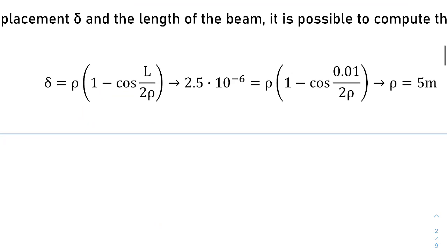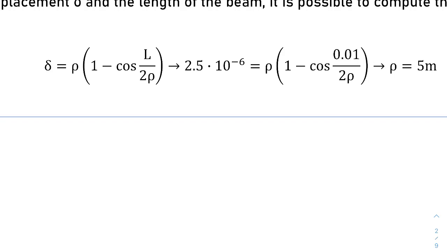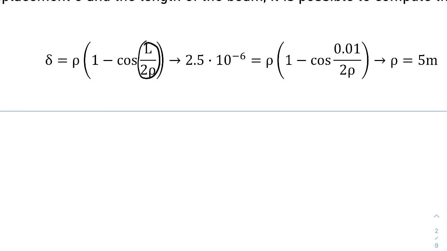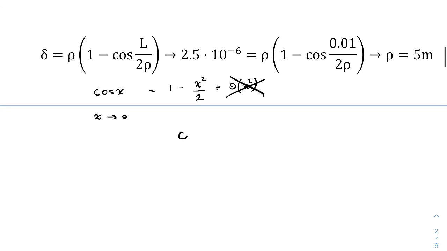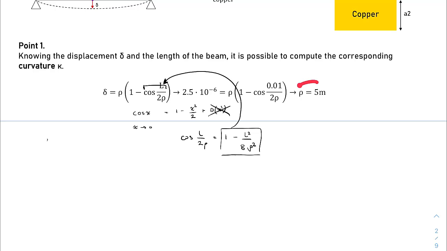this expression. And so you can substitute the value given by the text in this expression and compute the corresponding value of ρ. Please note that this is not an explicit equation, and so you cannot find an expression of the type ρ is equal to something. You have to solve with some solver. But in any case, since this argument is very small, mathematics help us because we know that cosine of x when x is tending to 0 is equal to 1 minus x squared over 2 plus some smaller terms. If we neglect them, we can substitute cosine of L over 2ρ with 1 minus L squared over 8ρ squared. And this, if substituted here, will allow you to solve this expression explicitly. The result you will find using this data is 5 meters.